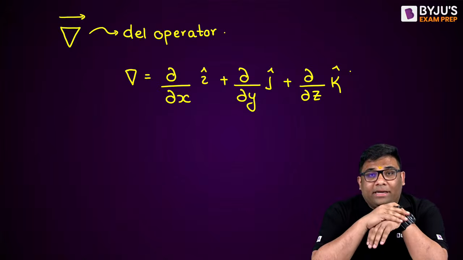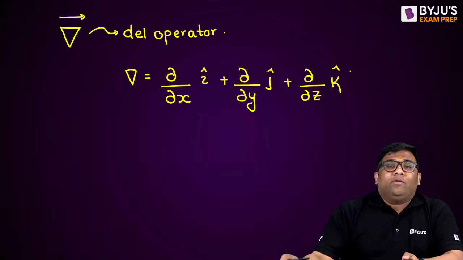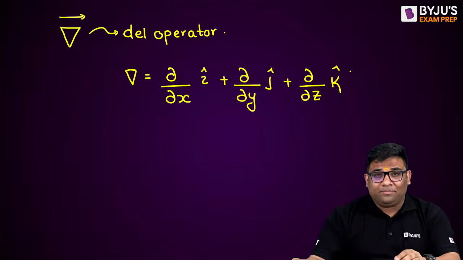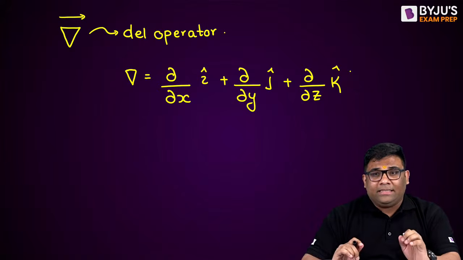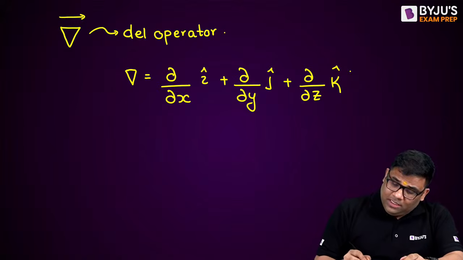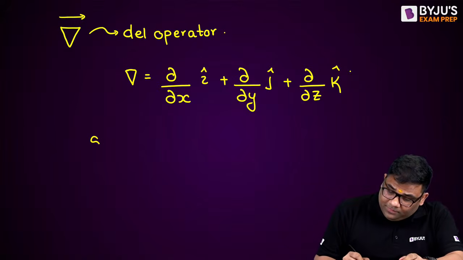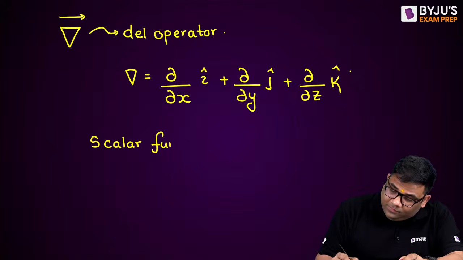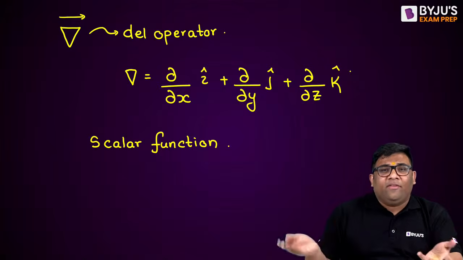What is this? It is the del operator. Now this operator will obviously operate on something. It can operate on something, right? So it can operate on a scalar function. Now what will a scalar function be? What is a scalar function? Which is not a vector, right?